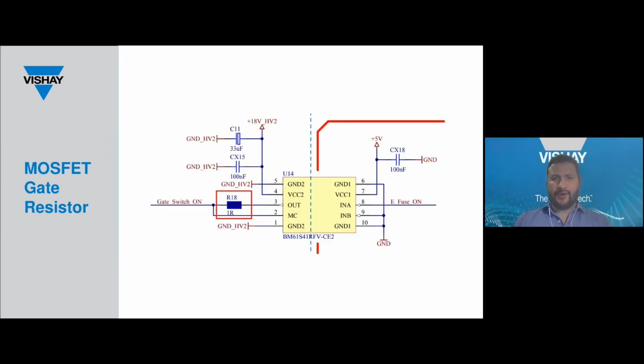Vishay started as a resistor company, and through acquisitions the portfolio was built, so there are several resistor technologies that we're using in this eFuse reference design. For instance, here you see the gate resistor. It's a thick film. A thick film is typically considered. However, the pulse capability was a key consideration for this application. So we need a technology that could handle the large pulses better than your standard thick film.